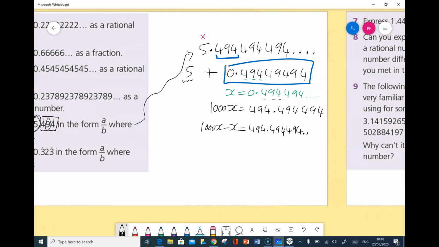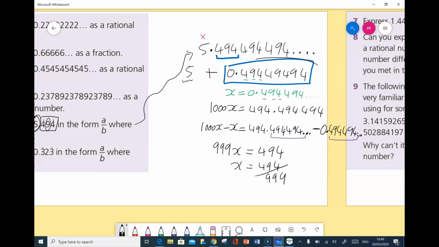And we're taking away x, which is 0.494494494, and so on. So we're exactly taking away what's after the decimal point. So 1,000x, take x is 999x, and that would be equal to 494. So x is equal to 494 over 999.